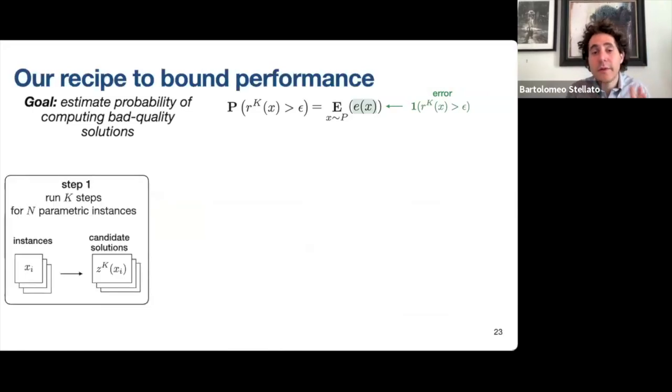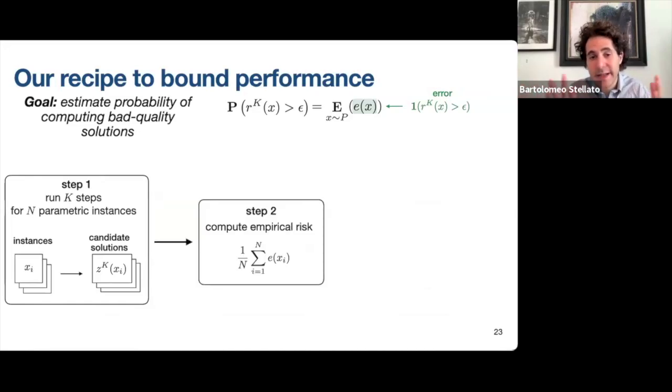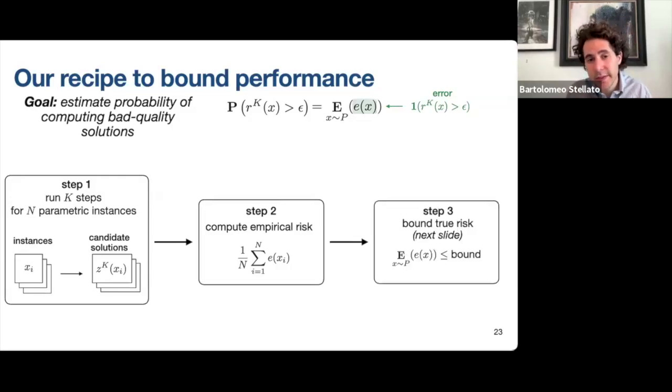To do that, we can take a very naive approach where we actually allow ourselves to run the algorithms a few times. There's no need to do the entire analysis without running the algorithm a single time. So we could just take k steps of the algorithm and take n instances that we sample from our distribution and compute all the candidate solutions for every instance. And then we can compute the empirical risk, which is the average error, which tells you how often I failed in my data set of instances. And then we could use that to bound the true risk, which is the true probability of failure over this distribution of problems, by using bounds from statistical learning theory.